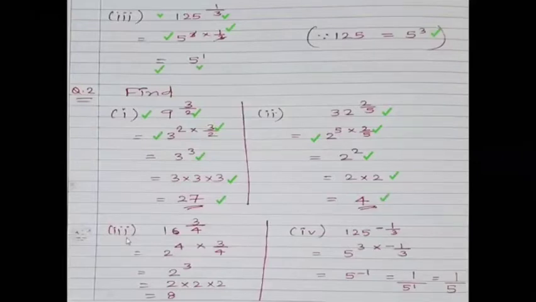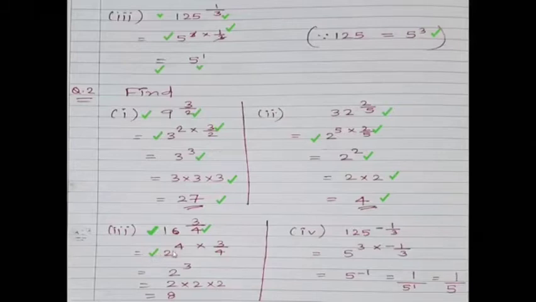The next question over here is 16 raised to the power 3 upon 4. As always, as we did with the previous question, what are we supposed to get rid of? The denominator in the power. So 16, yes, it can be written as 4 raised to the power 2. But we would prefer writing it as 2 raised to the power 4. That is 2 into 2 into 2 into 2, 2 raised to the power 4.